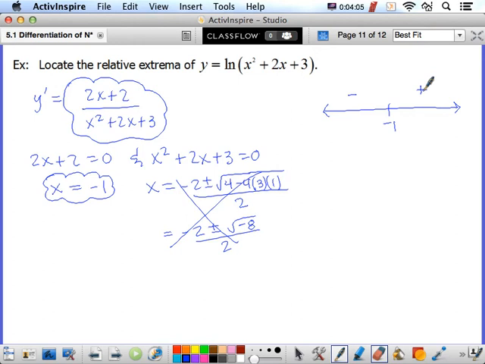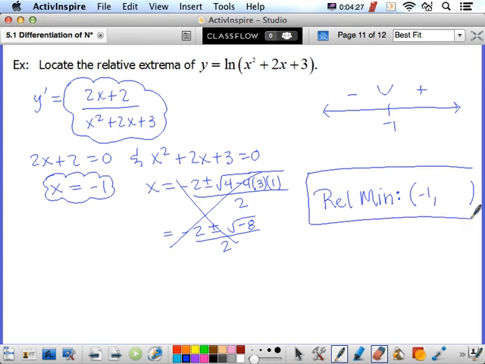So it looks like there's a relative min or max right here. A relative minimum. It doesn't have a maximum. At the point -1 comma, how do I find a y value for my relative min? Plug that one back into the original. So if we plug -1 back into the original, we get natural log of 1 minus 2 plus 3. So that's the natural log of 2. Okay. That's how you find relative extrema.